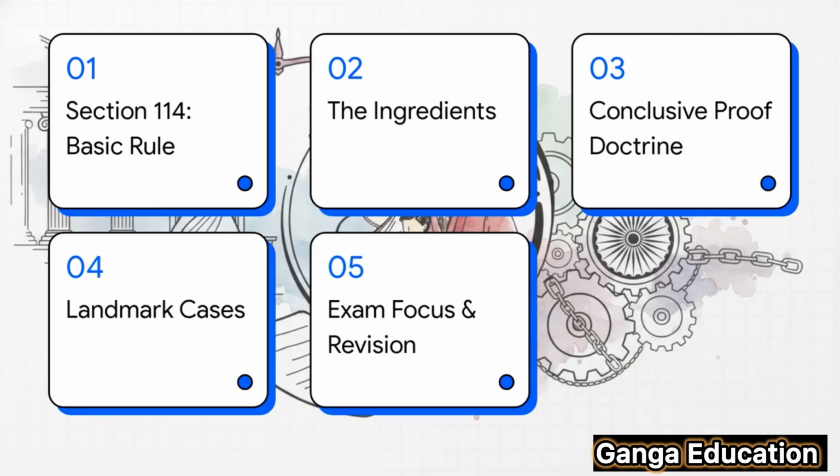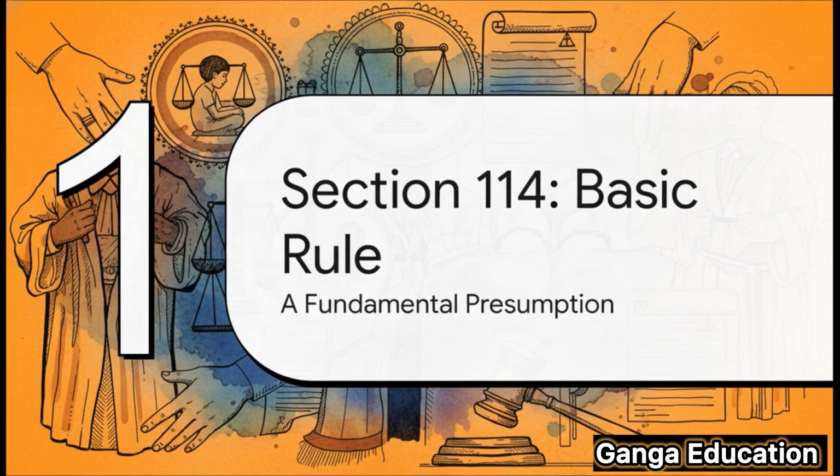So here's how we're going to tackle this. First, we'll look at the basic rule of Section 114. Then, we'll break it down into its key parts and really understand what conclusive proof means. After that, we'll check out how this works in some major court cases, and, of course, we'll wrap up with some quick revision tips to make sure you're ready for your exams. All right, let's jump right in. We're starting with the absolute foundation, the core principle of Section 114.